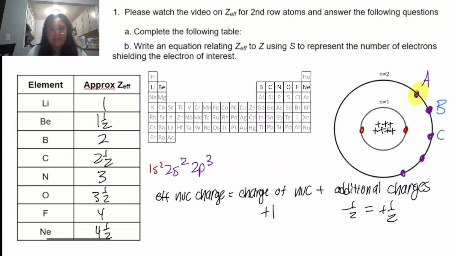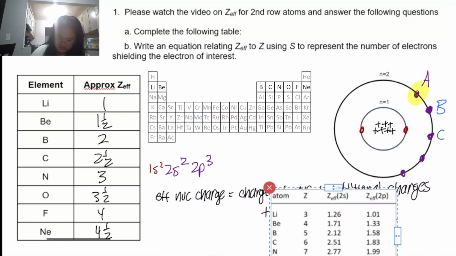So we've completed the table to the left, but I want to make it clear that this is an approximation because we are kind of approximating the shielding effect for the electrons. The actual Z effective, if you get the shielding perfectly right, looks like this.